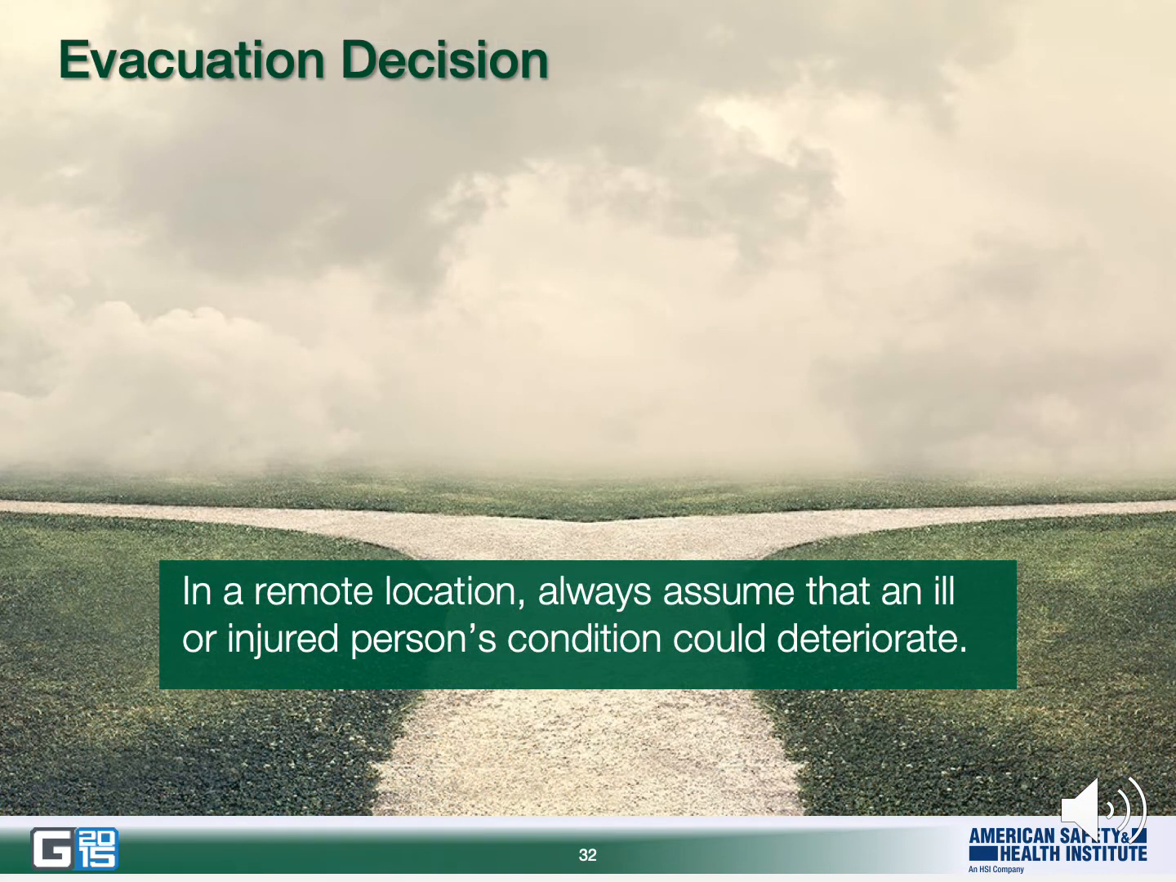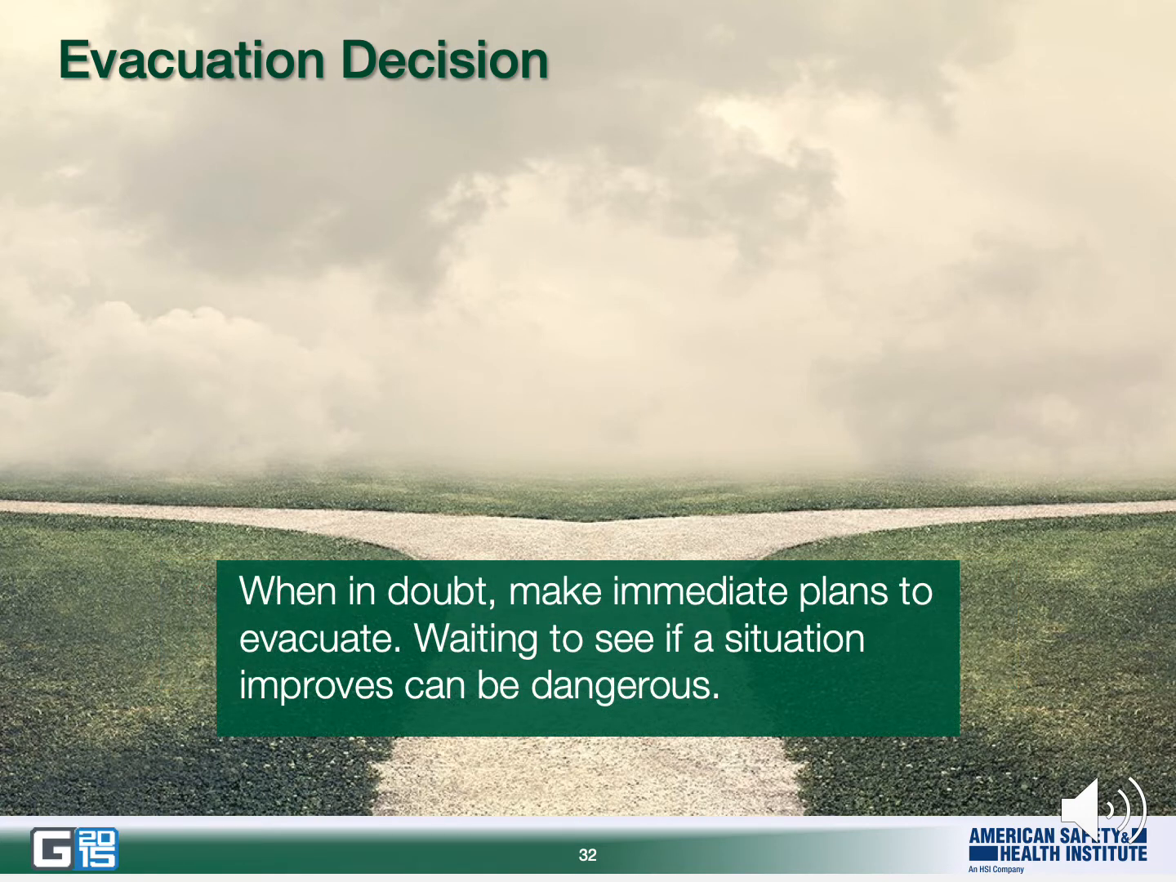Evacuation decision. In a remote location, always assume that an ill or injured person's condition could deteriorate. In a remote location, you have to think about how long it is going to take for help to get there, and what's going to happen while you're waiting. So you're going to be there for a while. Make the best decision you can based on the information you have from what the subject is dealing with. When in doubt, make immediate plans to evacuate. Waiting and seeing if a situation improves can be dangerous.